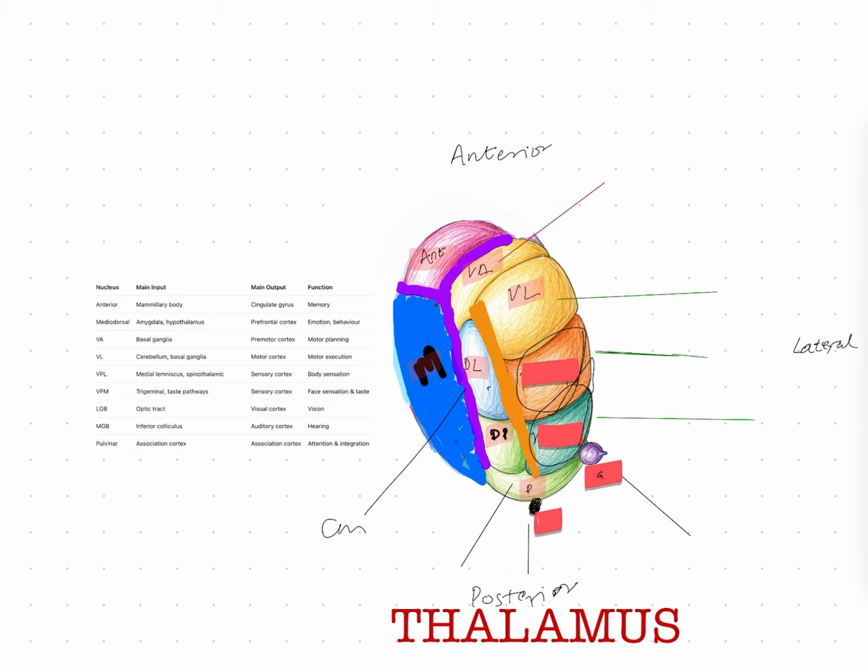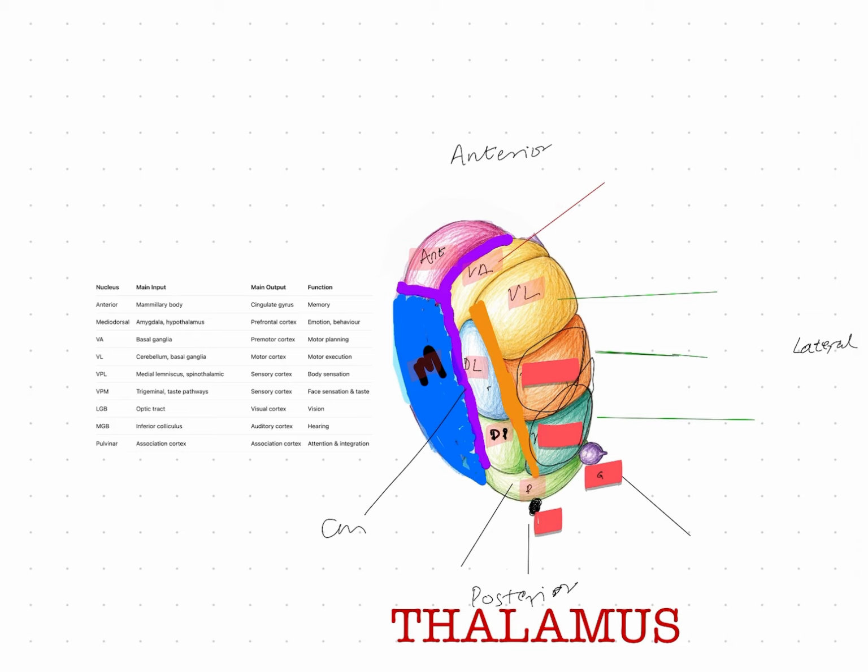Then comes the ventral posterior, after anterior and lateral. This is divided into two parts, medial and lateral. The ventral posterior part is divided into two. So what would be the names? Ventral posterior medial and ventral posterior lateral.